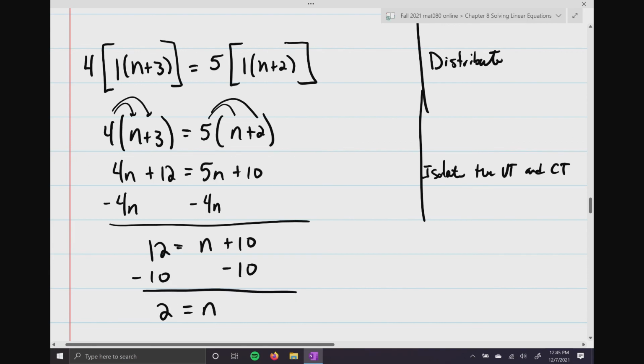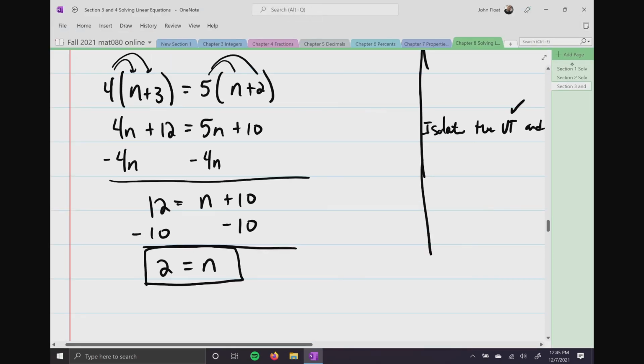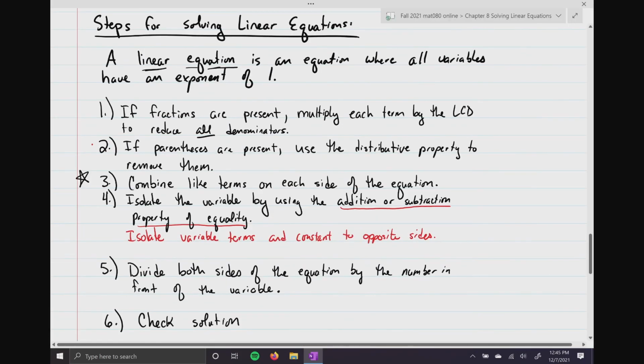So my variable terms and my constant terms are isolated. And notice here, the number in front of the variable is a 1. So I don't have to even divide anything here. So my answer is n equals 2, which is fantastic. So that's it for not only this lecture, but for the entire semester. Please be careful, follow your steps. If you need the steps again, here they are. All right. Every single linear equation is done the same exact way using these 6 steps.